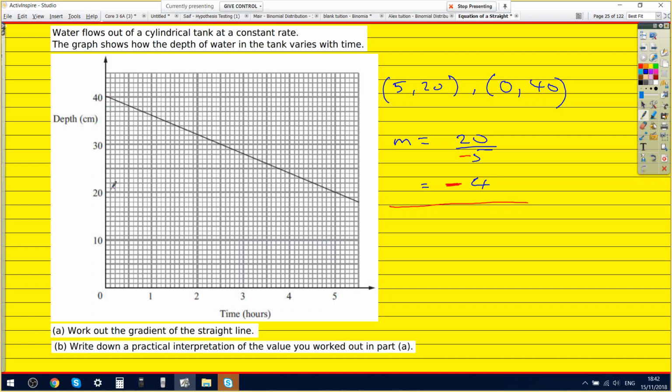So any idea about that? I think the interpretation would be, because it's a minus, it's going to decrease, and it's change in y over change in x, so it's every y per x. So it's a decrease in the depth of 4 centimeters every 1 hour. Every hour, because that's in hours. So the practical interpretation is what it is in the context of the question. Any questions about that?